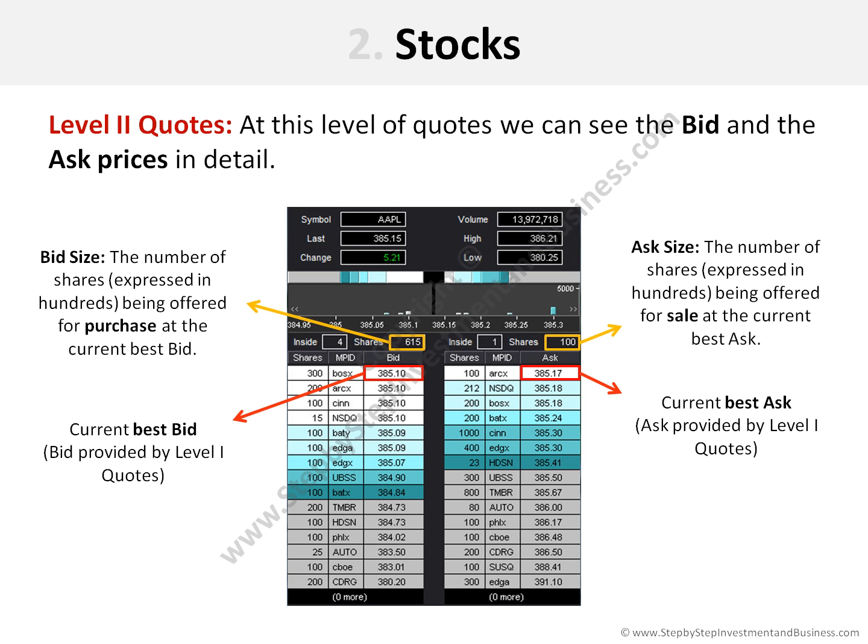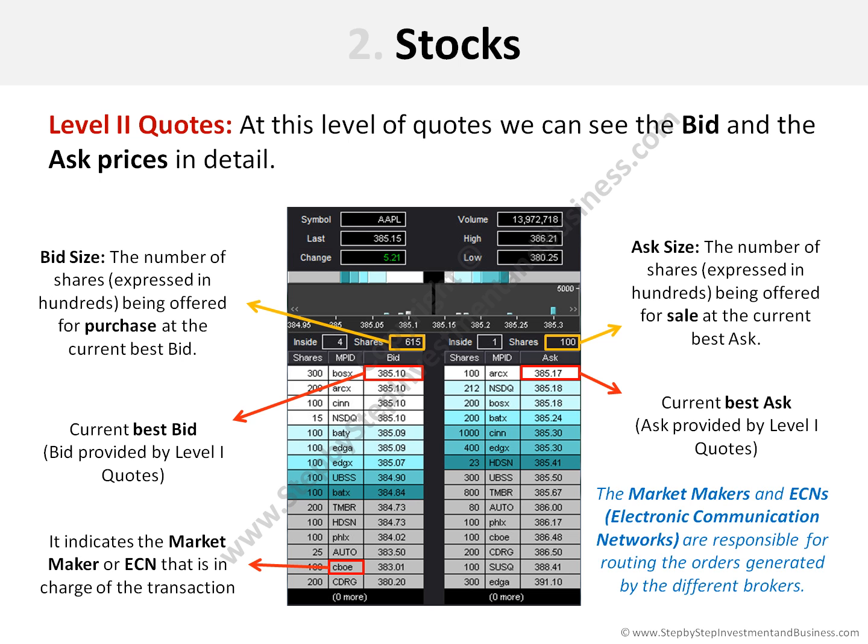In the same way, we have what is known as ask size, which is the number of shares, expressed in hundreds, being offered for sale at the current best ask. Right now, according to the figure, sellers are willing to sell 10,000 shares at the current best ask, that is, at 385.17.